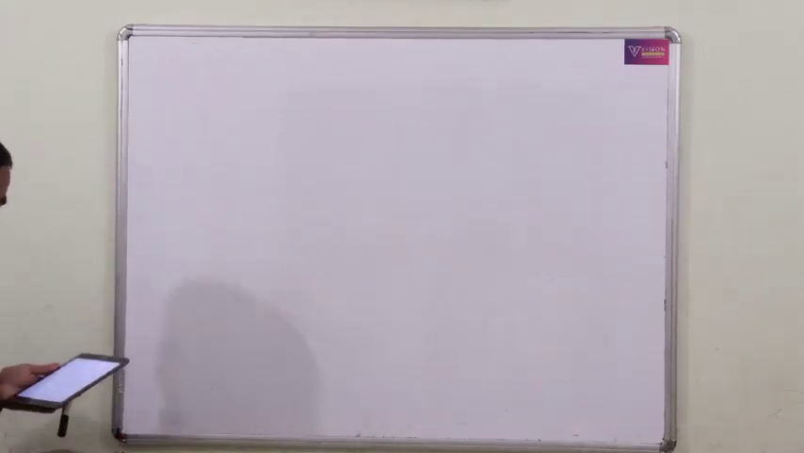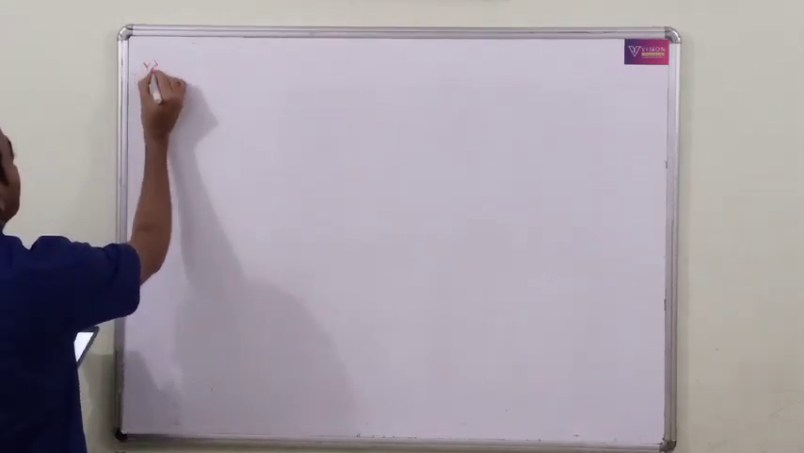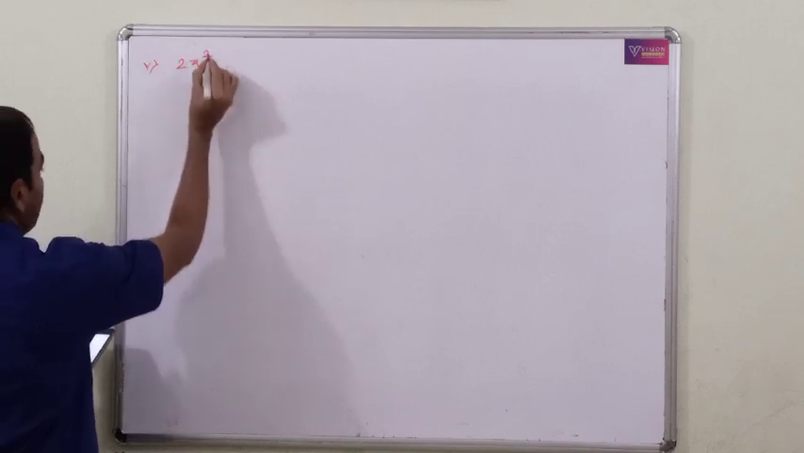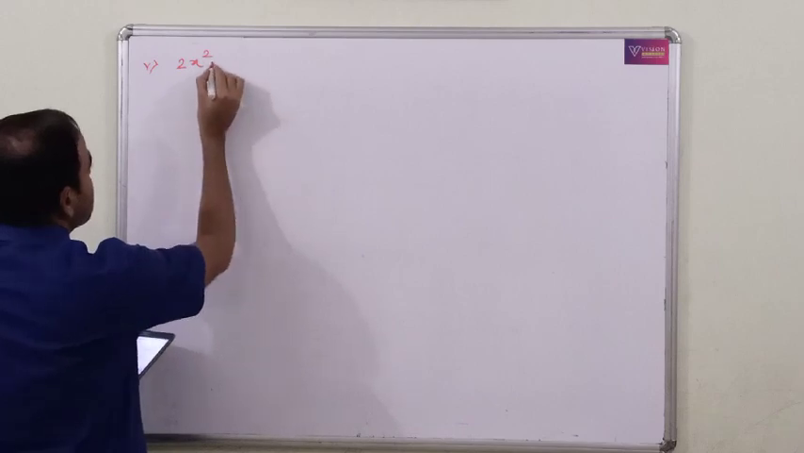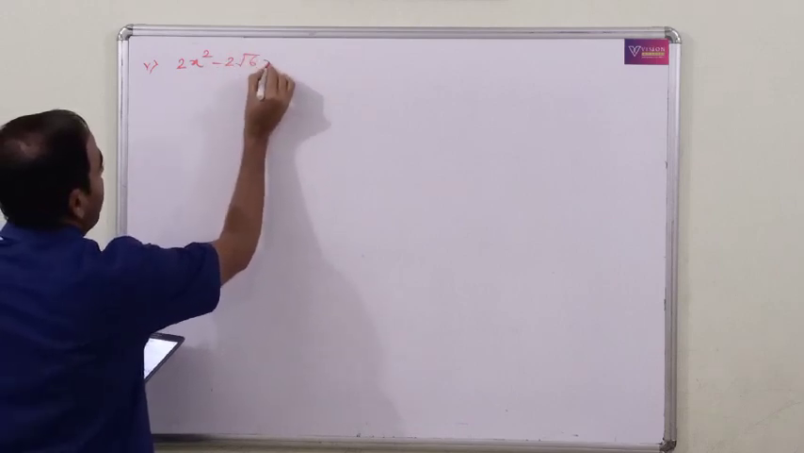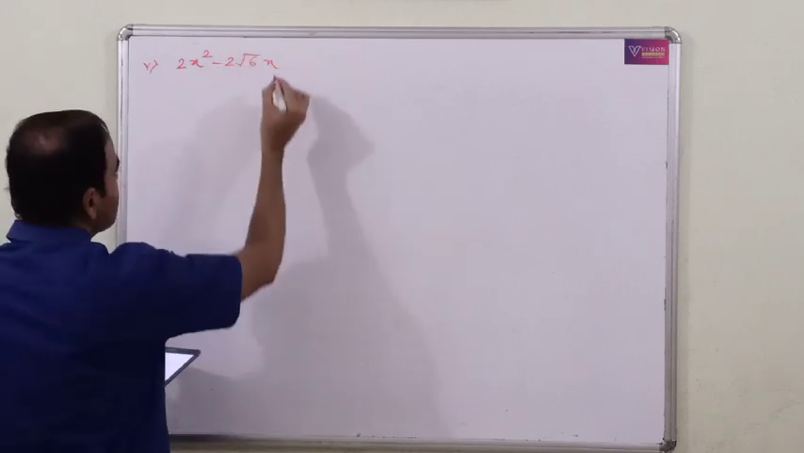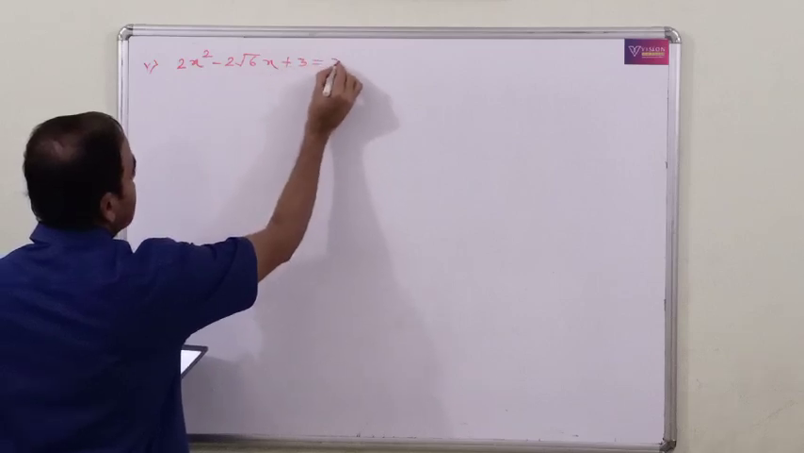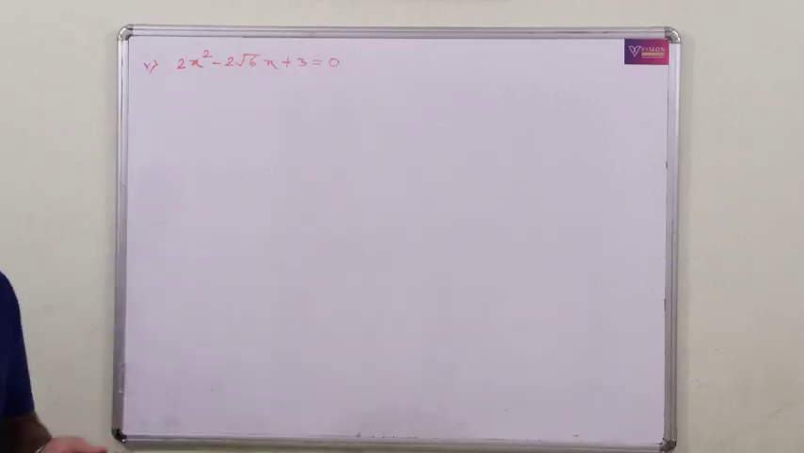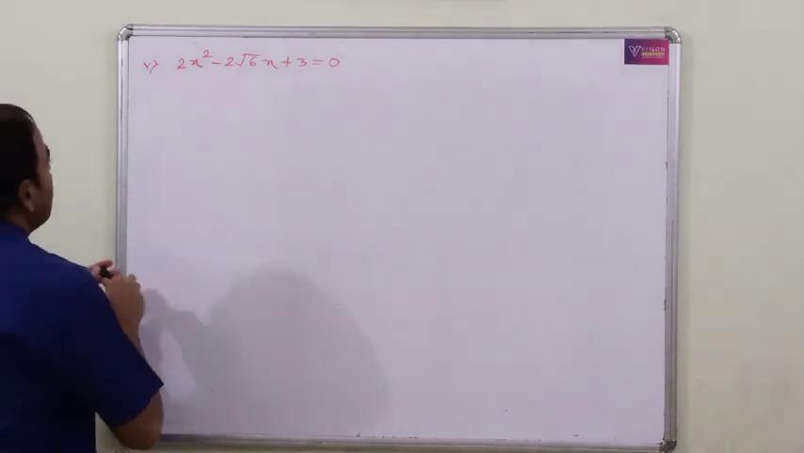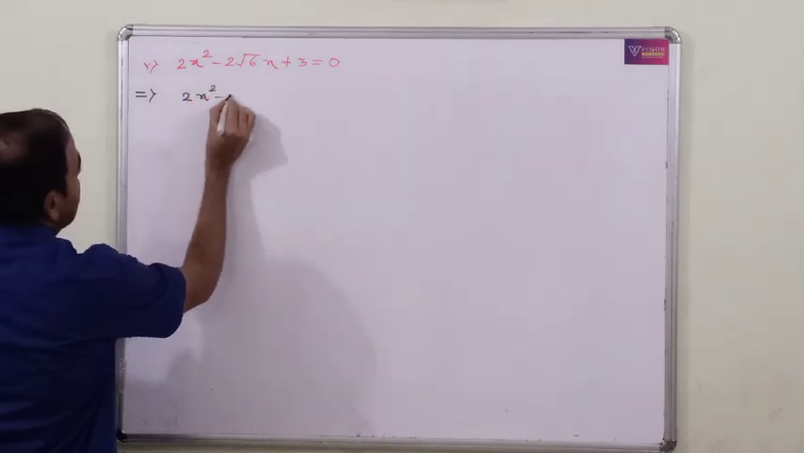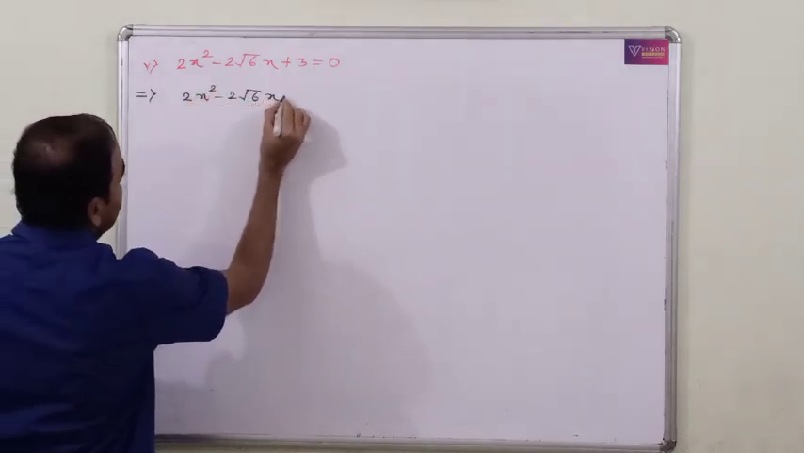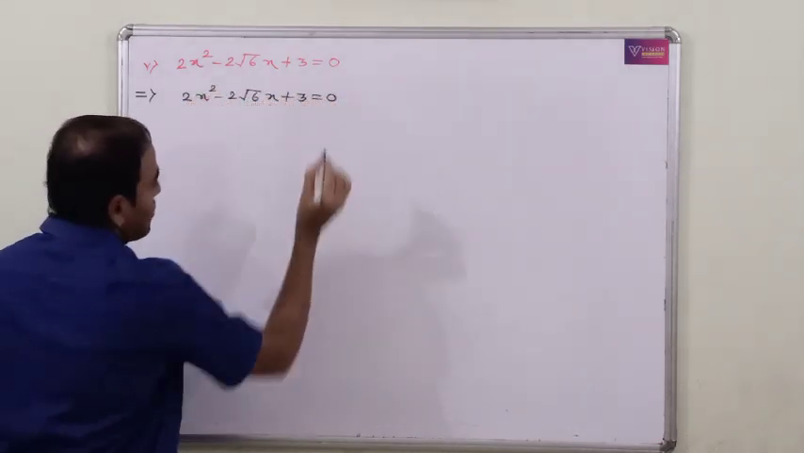फिफ्थ क्वेश्चन क्या है? 2x² minus 2 √6 x plus 3 is equals to 0. इसको सॉल्व करना है हमको बैक फार्मूला में. ओके, 2x² minus 2 √6 x plus 3 is equals to 0.